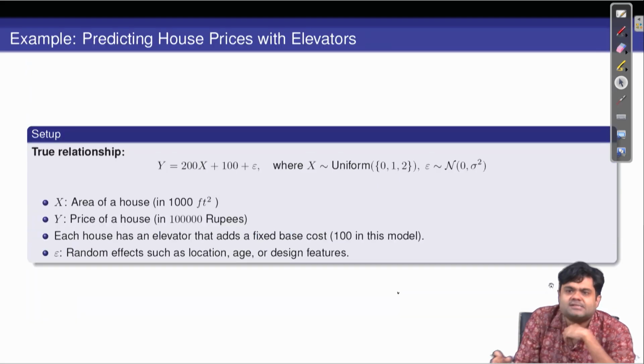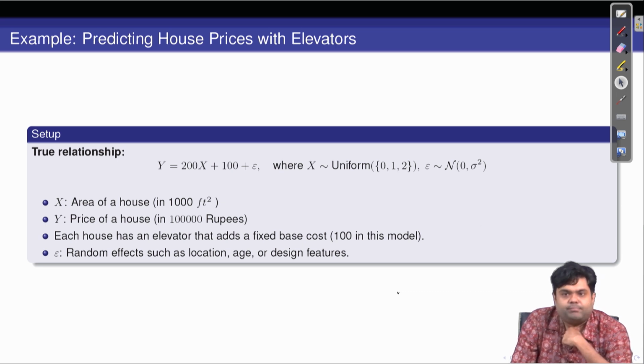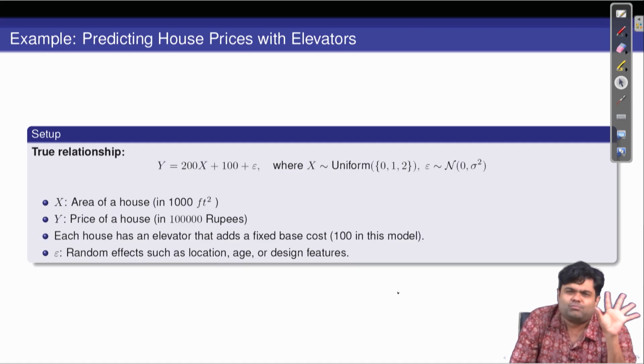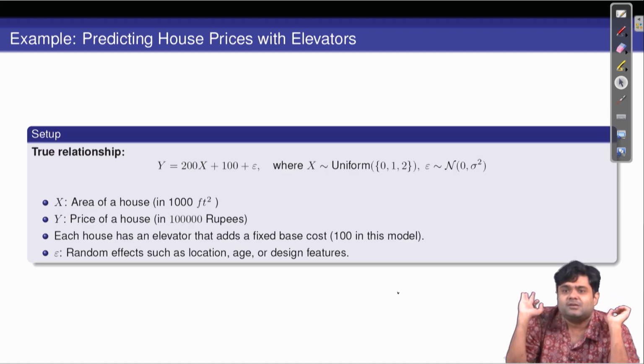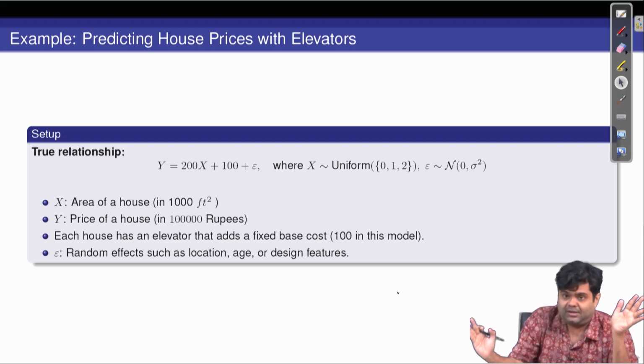So now let us discuss one practical example. Suppose X is the area of a house in some unit, and Y is the price of a house. And suppose there is reasonably well a linear relation between the price of a house as well as the area of the house.